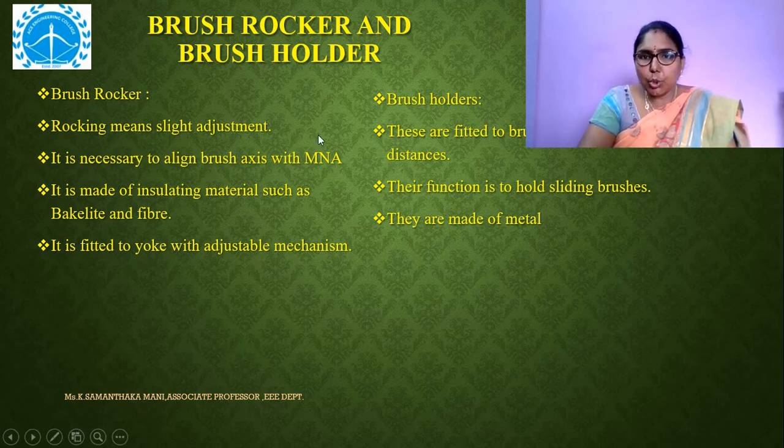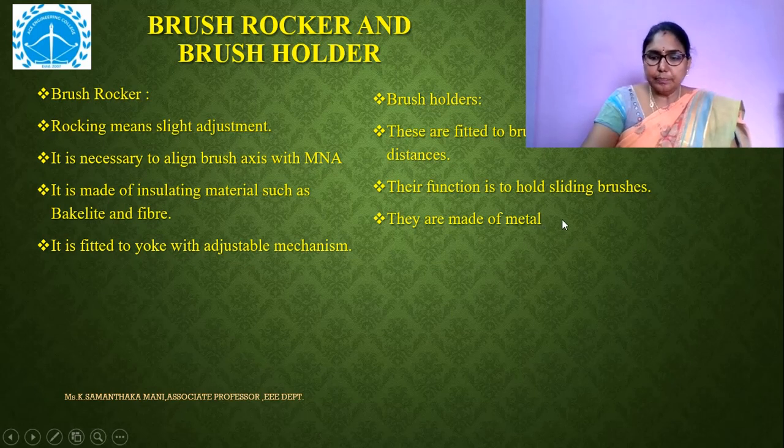Right. And coming to the brush holder, the brush holders are fitted to the brush rockers at equal distance, and the function of the brush holder is to hold the sliding brushes. There will be slight adjustment that will be made in the brush position that can be allowed by the brush holder, and they are made of metals.